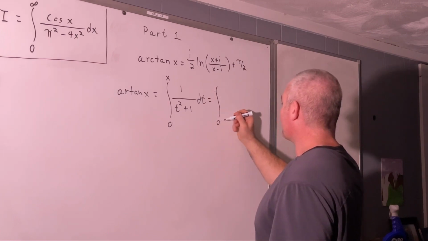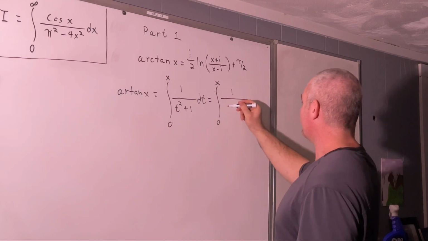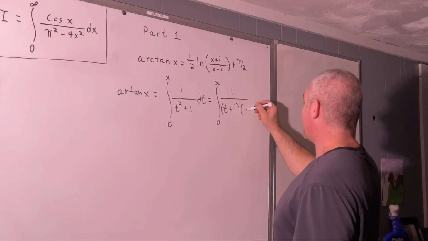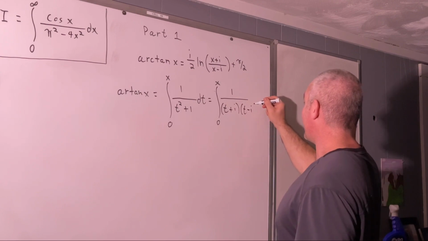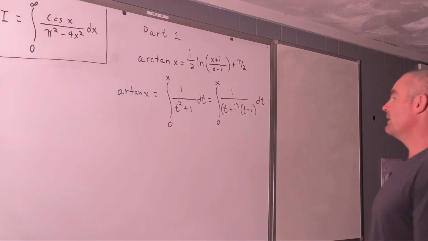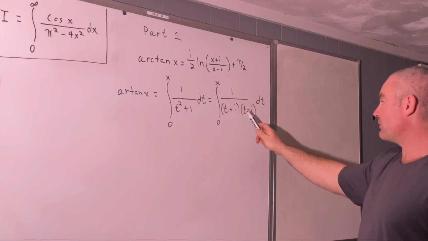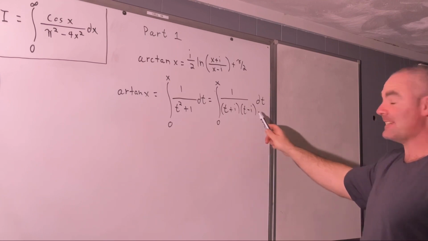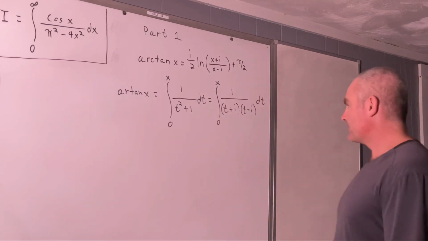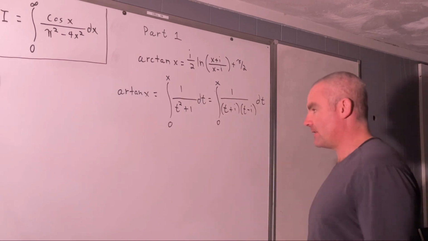This can be the integral from 0 to x of 1 over (t plus i) times (t minus i) dt. You can see this will be t squared minus it plus it minus i squared, or just plus 1, which will just give you this. So now we can use partial fraction decomposition on this integrand right here.